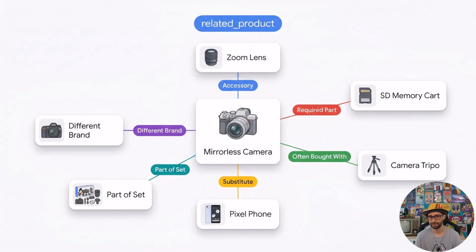Substitute, a product that could replace this one, for example a comparable printer from your range. A different brand, the same product sold under a different brand name, like a house brand version. Accessory, something that works with the product but isn't required, like a webcam as an accessory to a desktop computer.